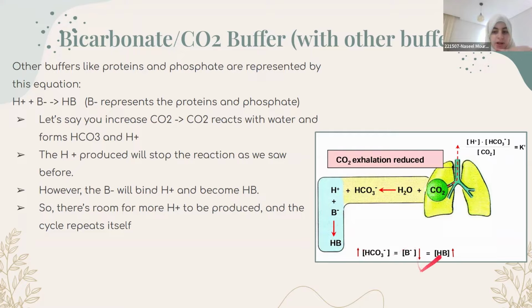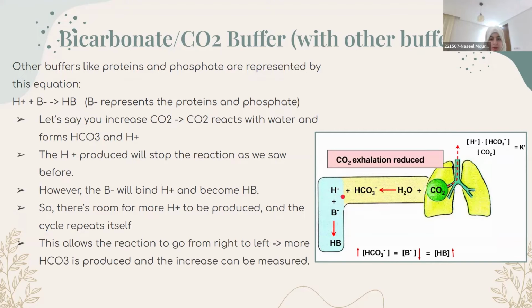So in other words, am I getting any change in bases? No, because any increase that happens with my bicarbonate, the decrease in B minus basically compensates for that. Okay? Now you'll tell me, okay, if that happens, then you're not getting any change, right? Because you're balancing the loss and gain of bases and you're taking up the hydrogen.